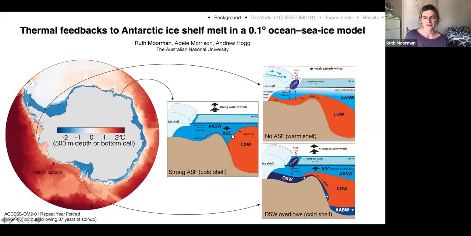And just because it will be relevant later, I'll point out that this front is geostrophically balanced by the Antarctic Slope Current, which is a westward current that runs along this boundary. So other features of interest that aren't generally resolved is the formation and export of dense shelf waters, which is a precursor to Antarctic bottom water.